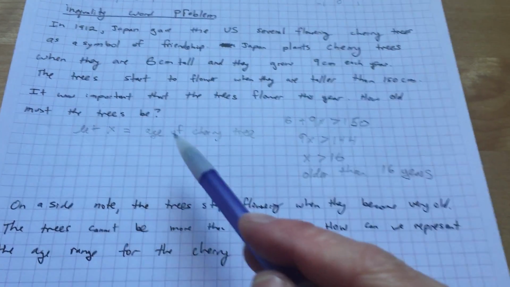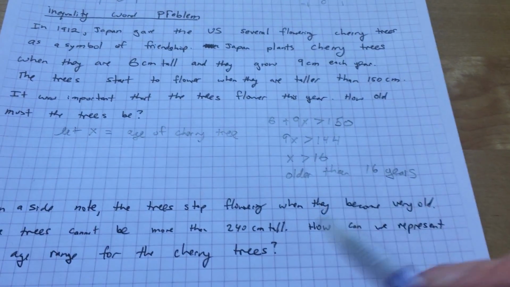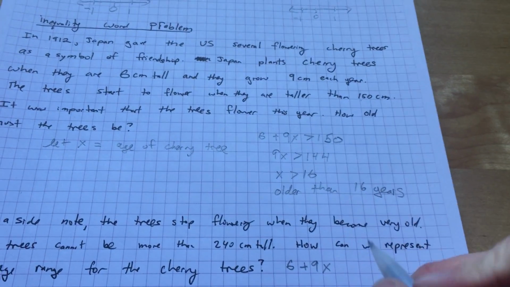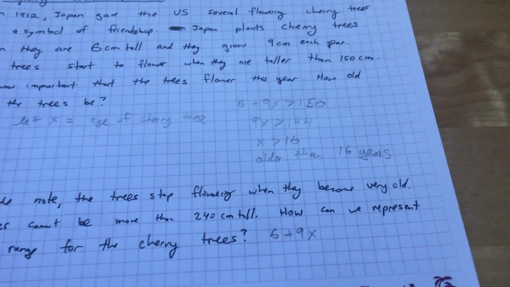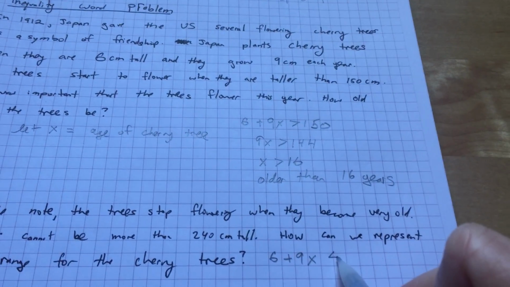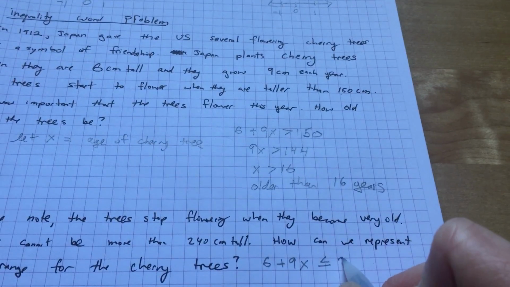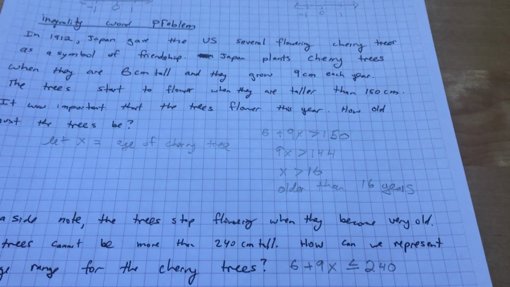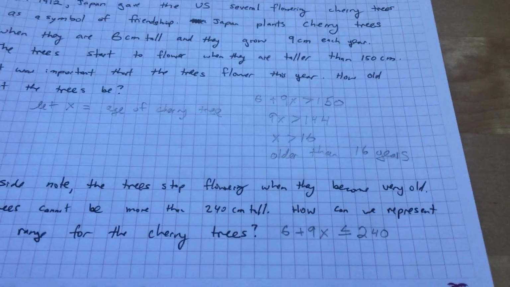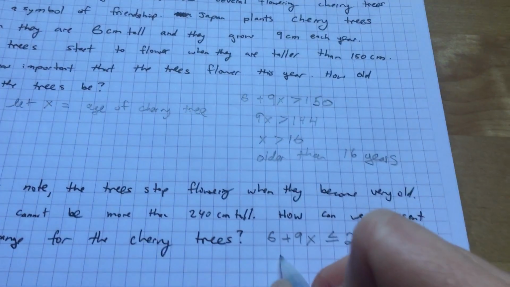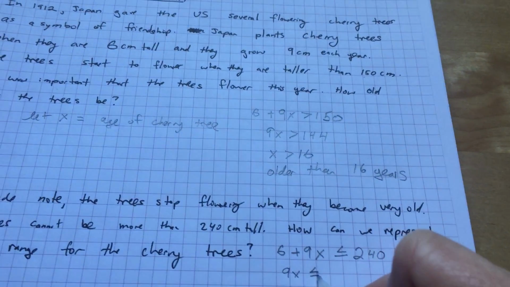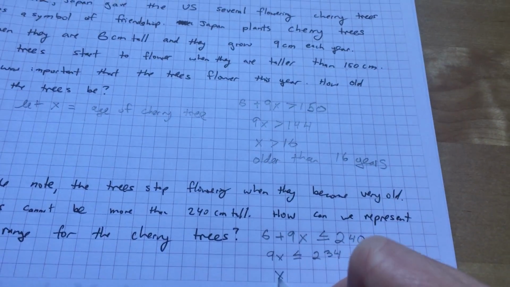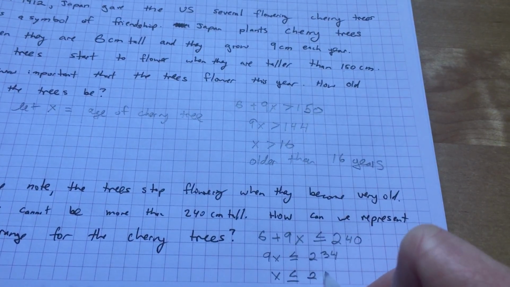I've already let x equal the age of the cherry tree, so I'm going to keep that. I already know that it's going to be 6 plus 9x, but this time it needs to be less than or equal to 240, right? It can't be more than 240. So again, subtract 6 from both sides, divide by 9. So 9x is less than or equal to 234. Again, do long division if you need to, or a calculator. So x is less than or equal to 26.